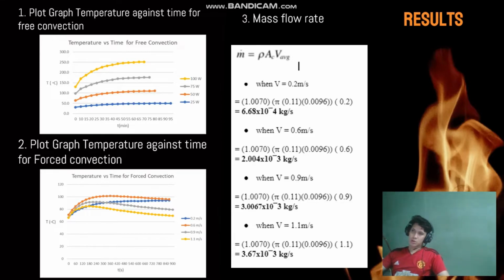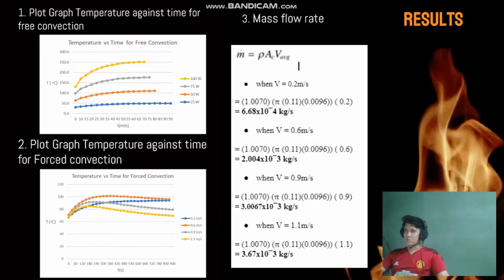As for my part, which is the result for this lab, question 1 will be to plot the graph of temperature against time for free convection. For information, in this lab we are using only cylindrical fins. From the temperature versus time for free convection, it shows that the higher the power, the more heat increases over time. For the second question, plot a graph against time for forced convection.